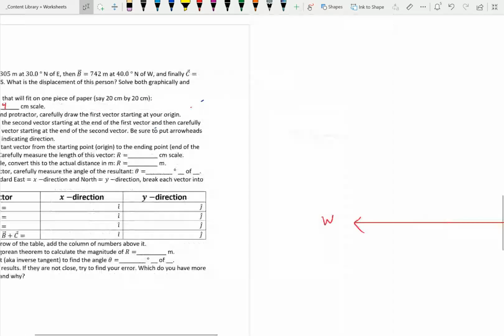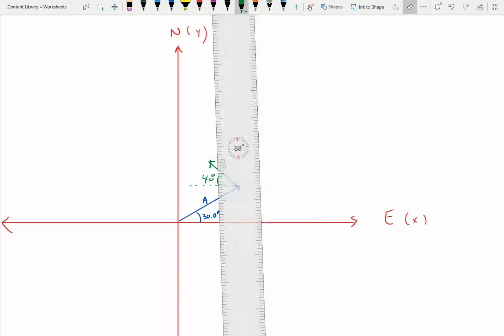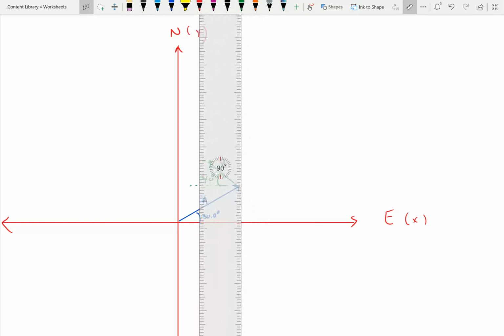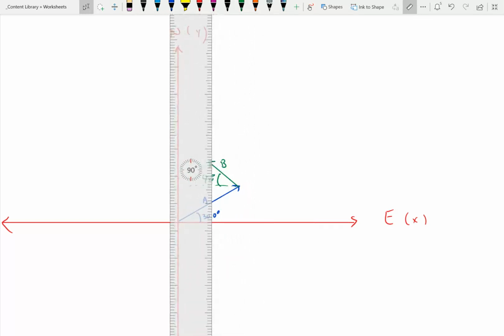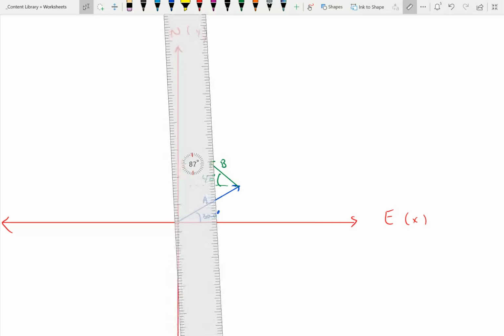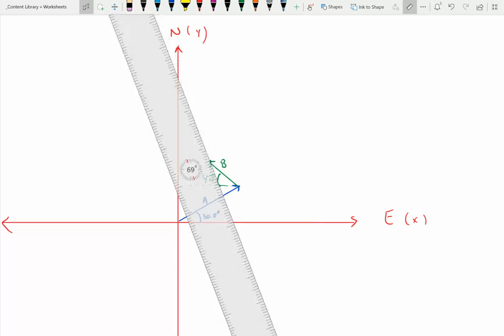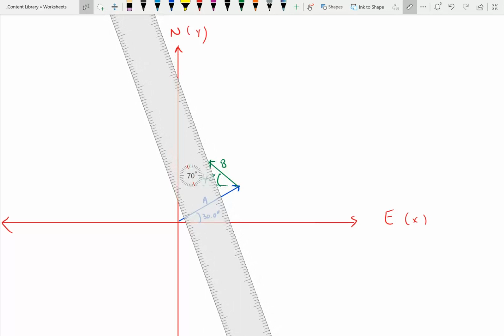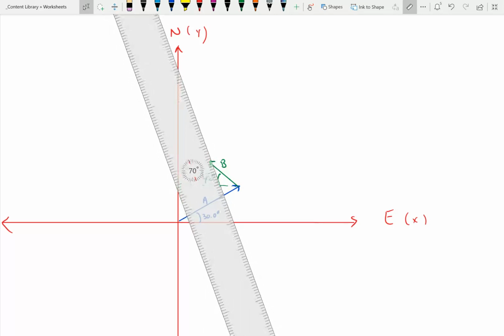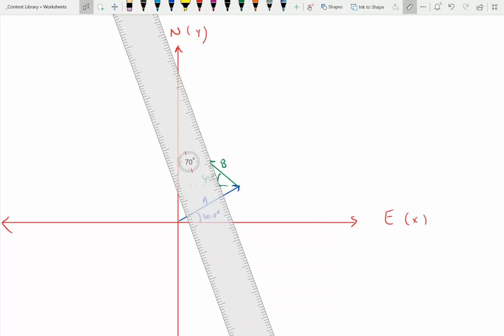20 degrees east of south. So 20 degrees east of south. So there's vertical. So south would be straight down. Then I need to go 20 degrees east. So if I go 20 degrees east, that's going to tip it up to 70. So there's 20 degrees east of south. Let's get that on there. Nice.